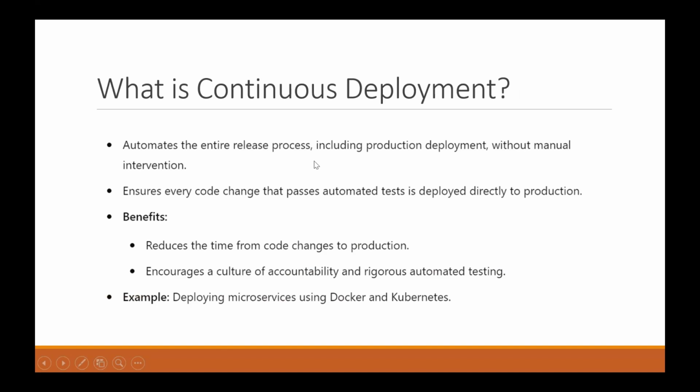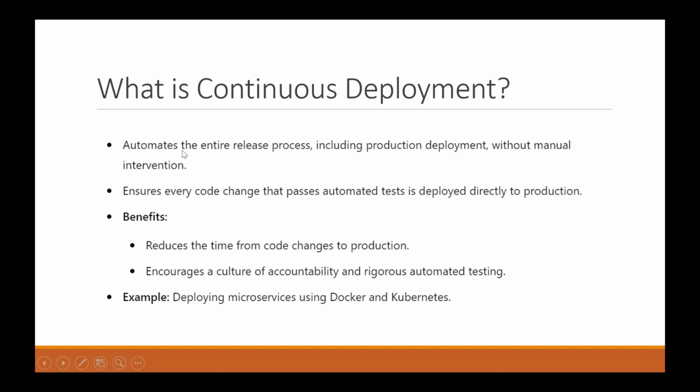Now let's see what is continuous deployment. This automates the entire release process. You can just focus on this entire release process, that means from development to production environment. Nothing is manual in this continuous deployment. Everything is automated. Once your continuous integration pipeline is complete and the continuous deployment pipeline is triggered, this will deploy in all the environments without any manual approvals.